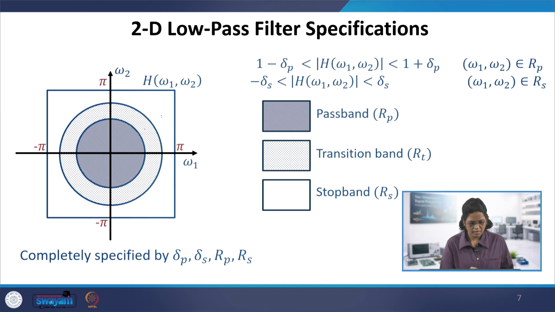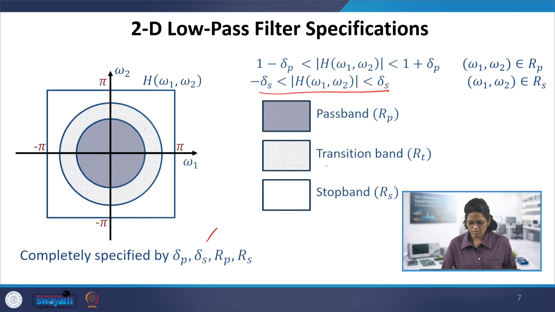There will be ripple in the stop band, delta S, given here as h of omega 1 omega 2 between minus delta S and plus delta S. So it has a small ripple amplitude in the stop band, and the pass band ripple is given as 1 plus delta p to 1 minus delta p. This is just the extension of the 1D case, where h of omega was between 1 plus delta p and 1 minus delta p in the pass band. So it is not ideal; the circularly symmetric filter will have ripples over it.